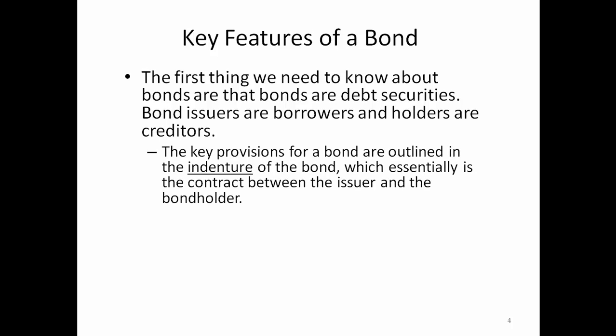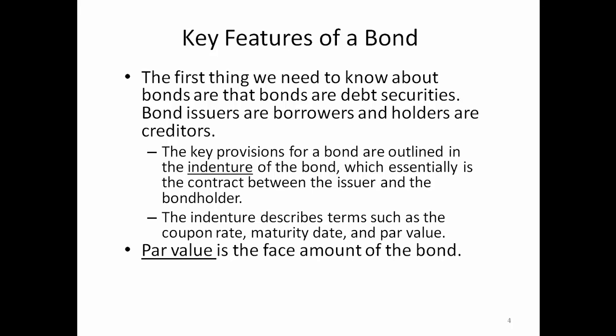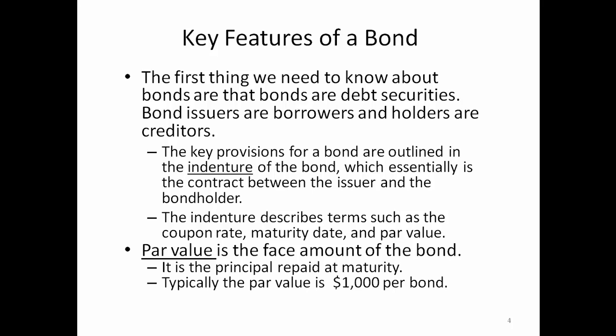So the first thing we need to know about bonds is that bonds are debt securities. Bond issuers are borrowers and holders are creditors. The key provisions for a bond are outlined in the indenture of a bond, which essentially is a contract between the issuer and the bondholder. The indenture describes terms such as the coupon rate, maturity date, and par value. Par value is the face amount of the bond. It is the principal repaid at maturity. Typically, the par value is $1,000 per unit of the bond.